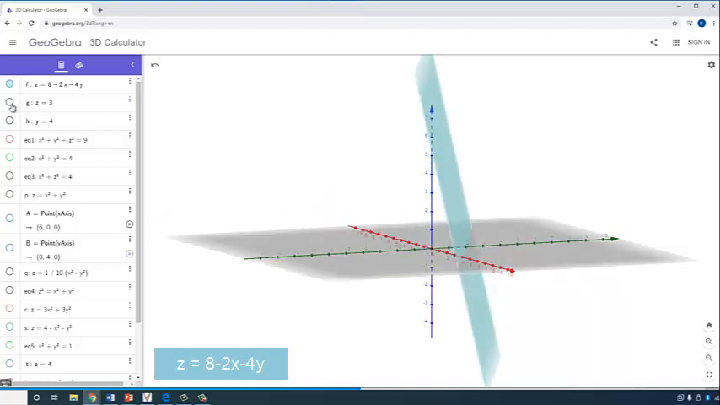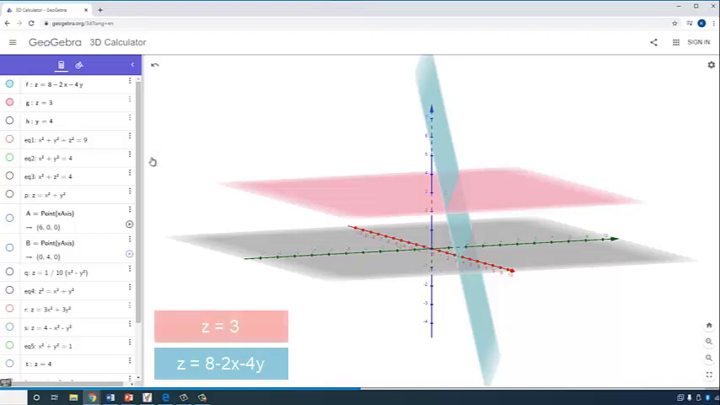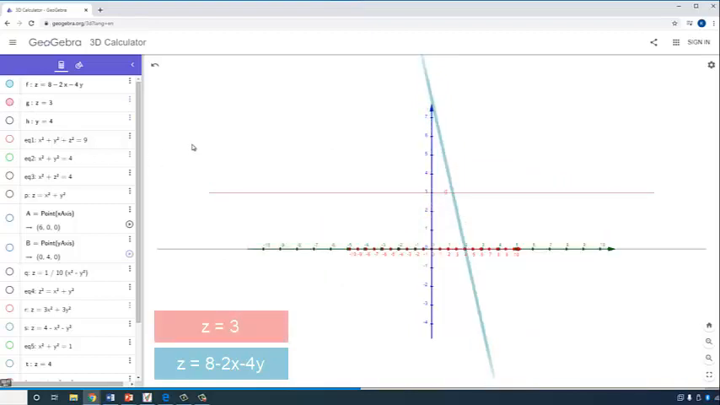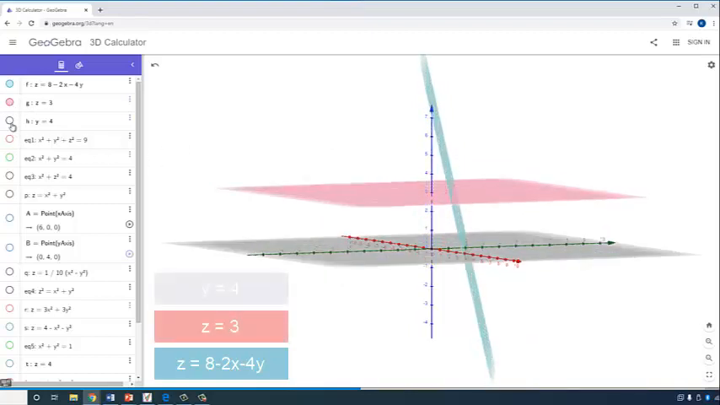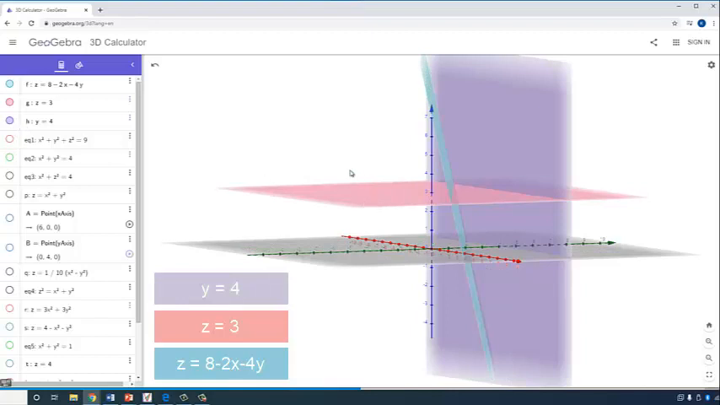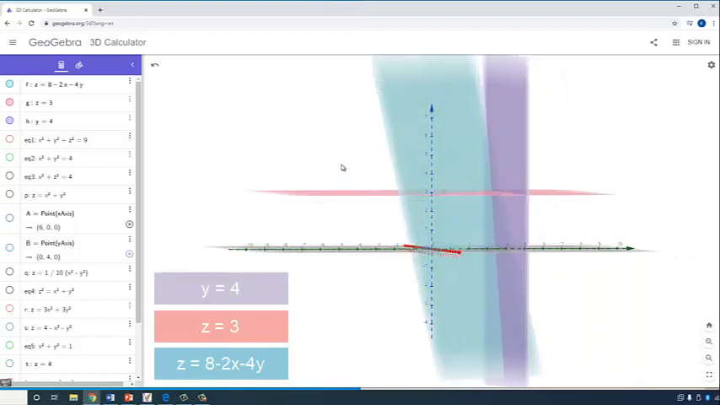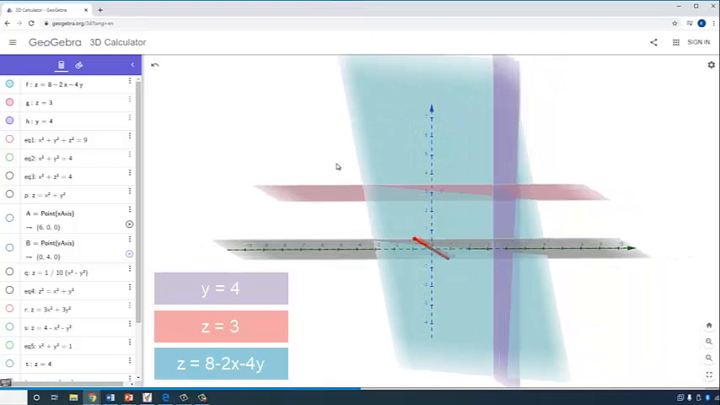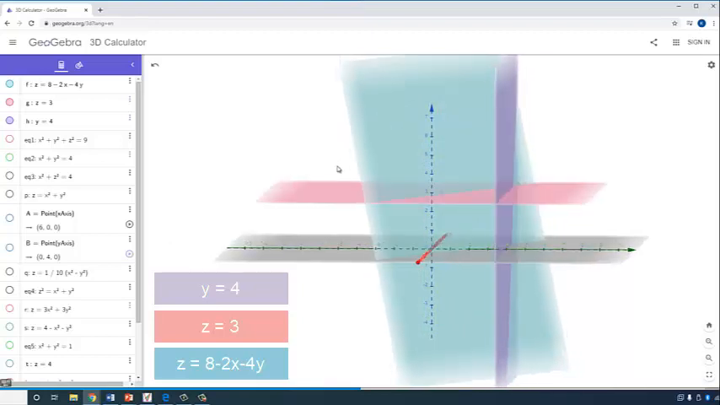And let's compare that to our horizontal plane. There's our horizontal plane, z equals 3. And our vertical plane, y equals 4. So let me rotate us around a little bit so you can see that vertical plane happening at y equals 4. Nice. So here are just 3 examples of planes to get us started.